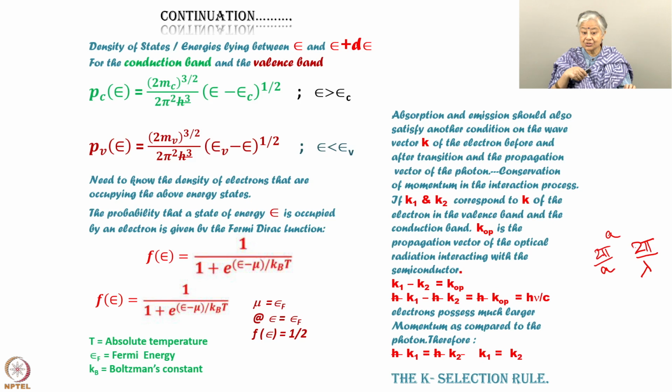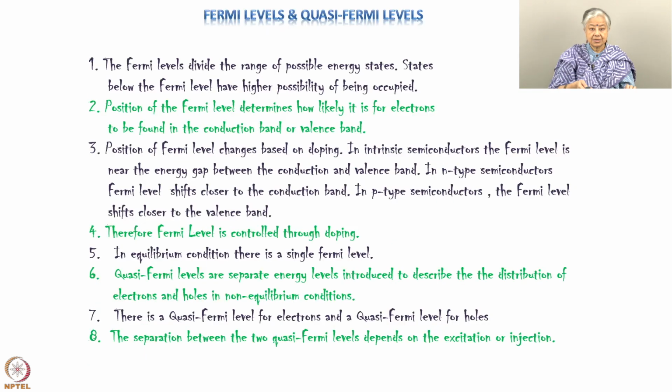Now, I can go back to the significance of the Fermi level, all right. I have just listed down here the Fermi level, and there is something called the quasi-Fermi level. So, let me see what they are. The Fermi level divides the range of possible energy states. States below the Fermi level have higher possibility of being occupied. And the position of the Fermi level determines how likely it is for electrons to be found in the conduction band or the valence band.